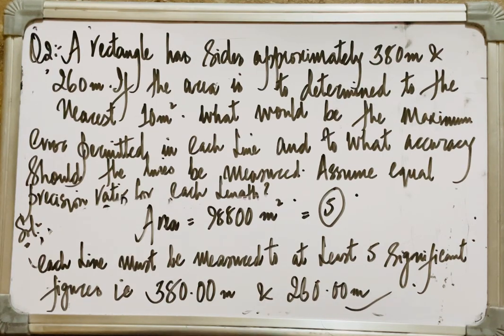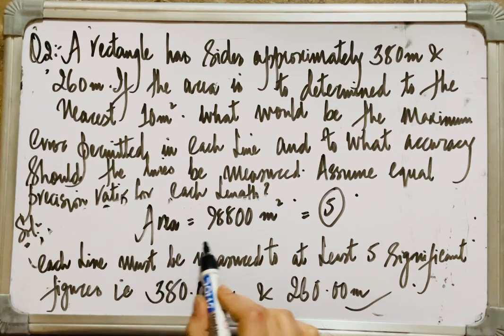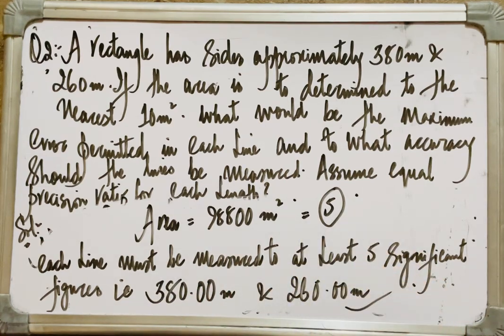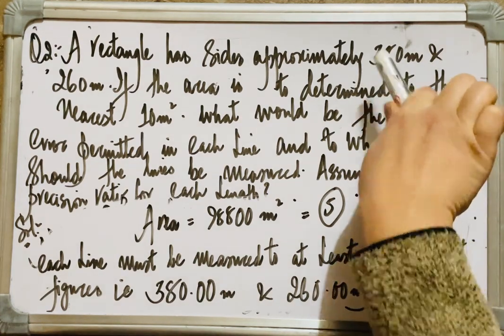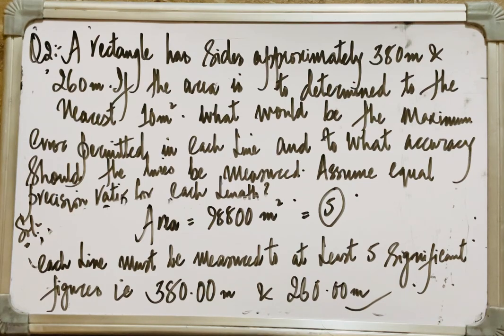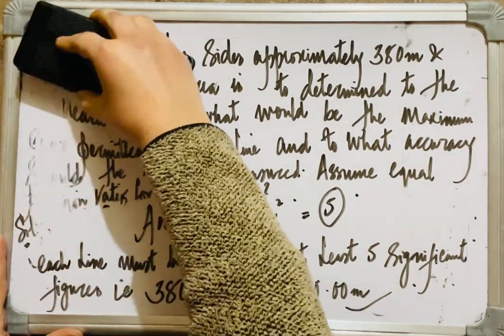Similarly, we have been asked to what accuracy should the lines be measured. Since area had 5 significant figures, then each line must be measured to at least 5 significant figures. That means this becomes 380.00 meters and this becomes 260.00 meters. All right, going on, let's do the next question.